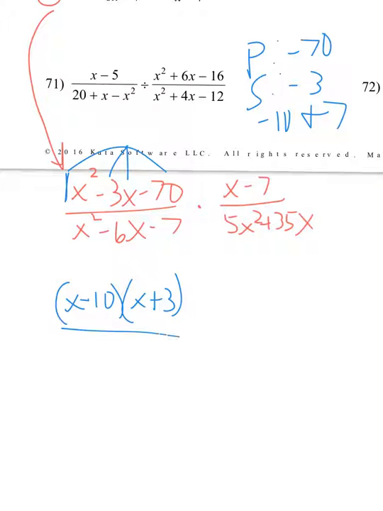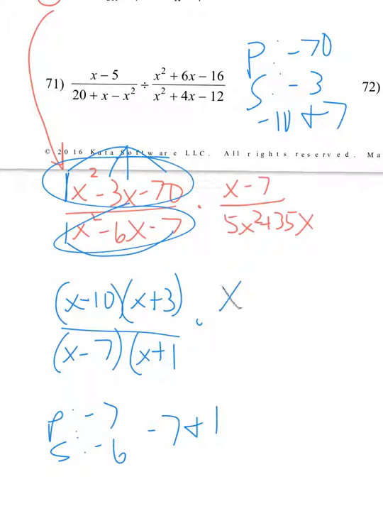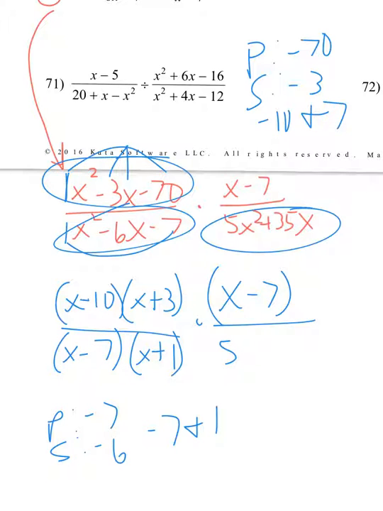Down on the bottom, I want a product of 1 times negative 7, negative 7. I want a sum of negative 6, that'd be negative 7 and 1. So this is going to be x minus 7 and x plus 1. So there's the top and the bottom, numerator and denominator factored, times x minus 7. We can't factor that. I'm going to put it in parentheses. All over, I'm going to factor this. That's a binomial on the bottom. So what can I take out? I can take out a 5x. And I'm left with x plus 7.